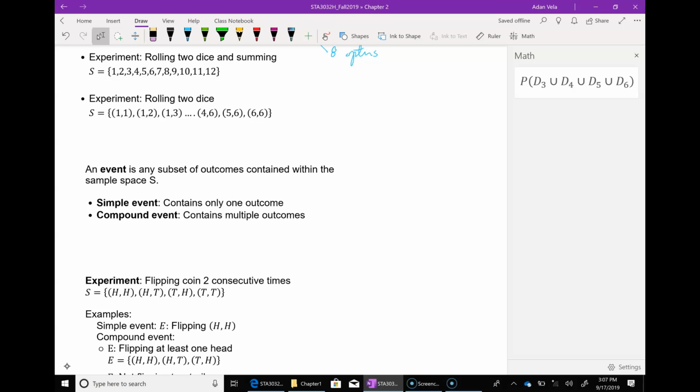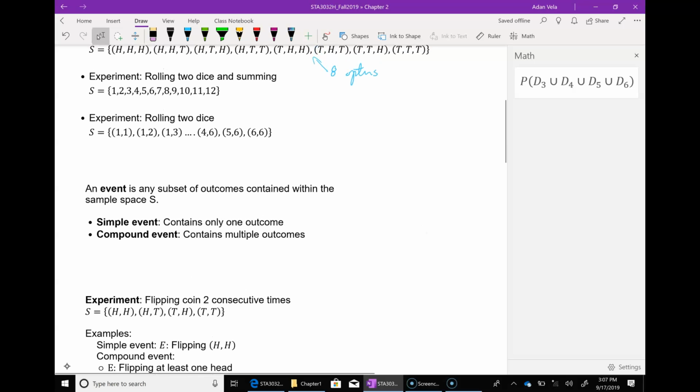Any single subset of that sample space is called an event. So a simple event is one that only contains one outcome. A simple example for the rolling 2 dice experiment would be rolling a 10 or rolling a 6. Those are simple events.